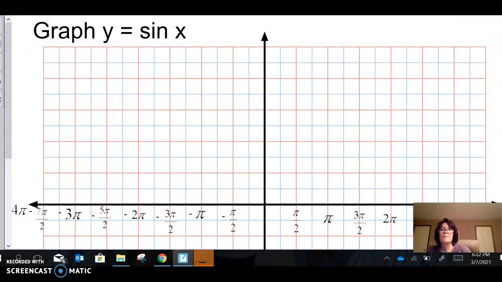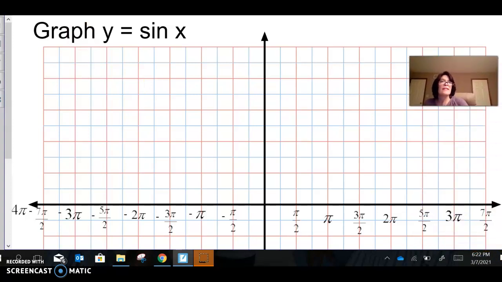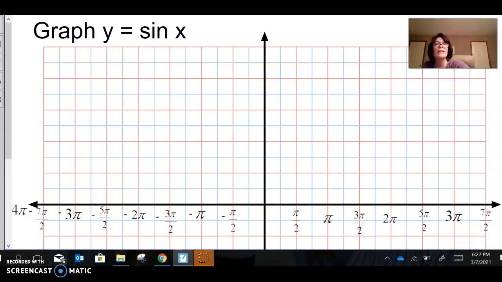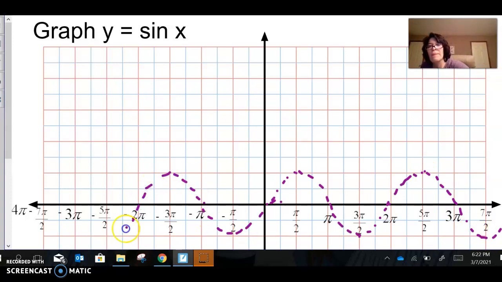Okay, now, to graph secant and cosecant, we need to graph sine and cosine. So I'm going to graph sine with a dotted line, okay? What is it? 0, pi over 2, pi, 3 pi over 2, 2 pi. This is what sine usually looks like. I'm just dotting it in here.